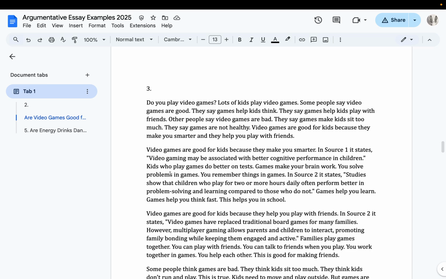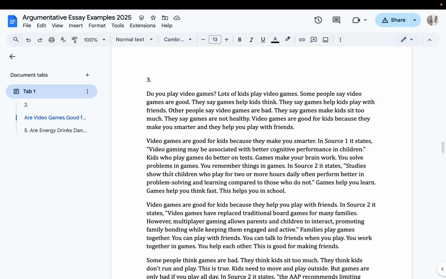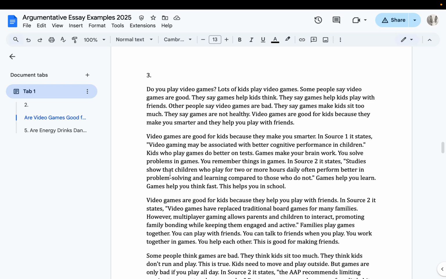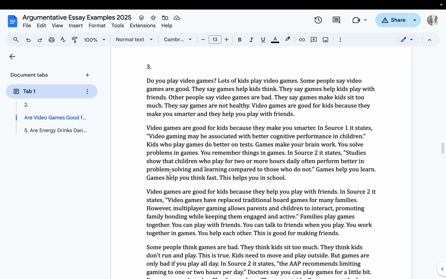Do you play video games? Lots of kids play video games. Some people say video games are good. They say games help kids think. They say games help kids play with friends. Other people say video games are bad. They say games make kids sit too much. They say games are not healthy. So this is the context, and then you have your thesis.